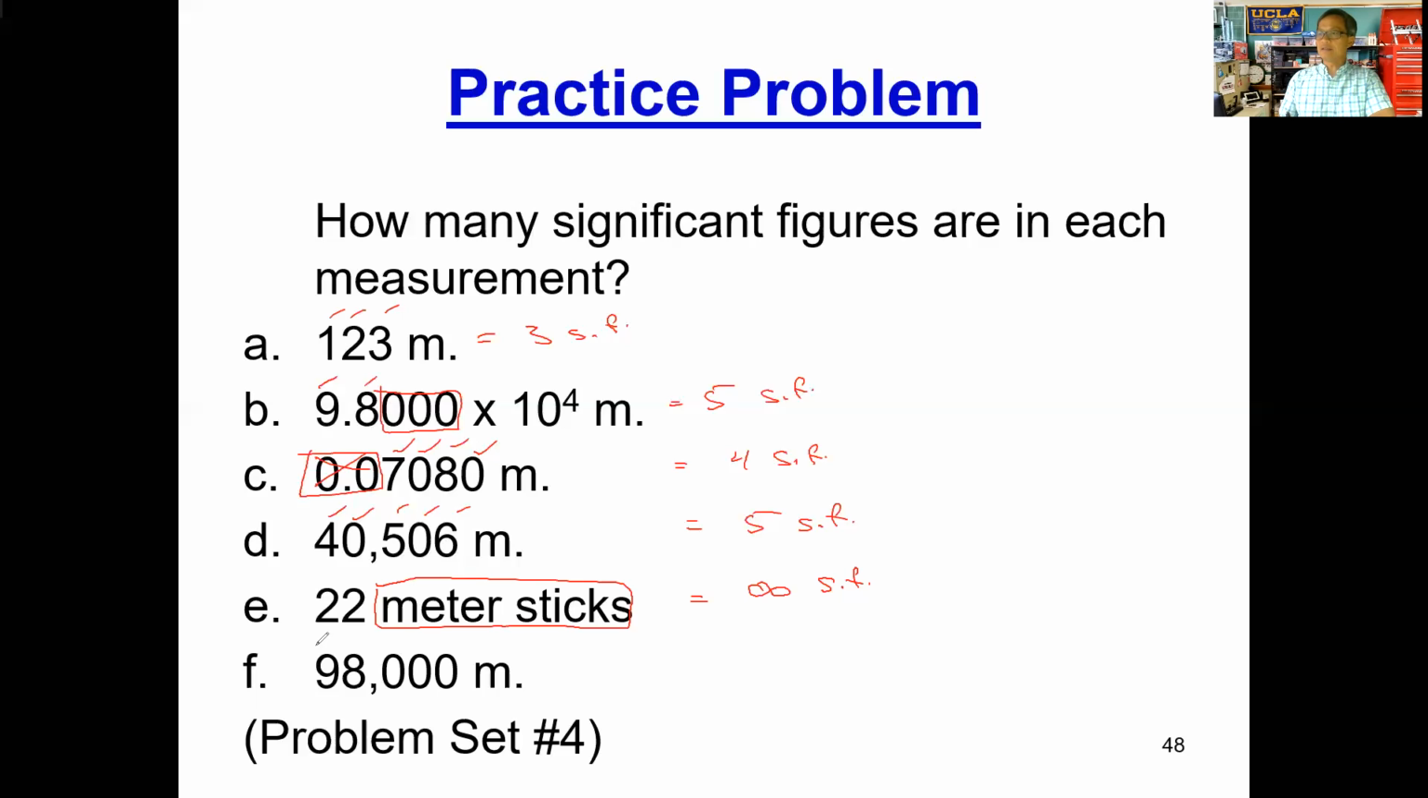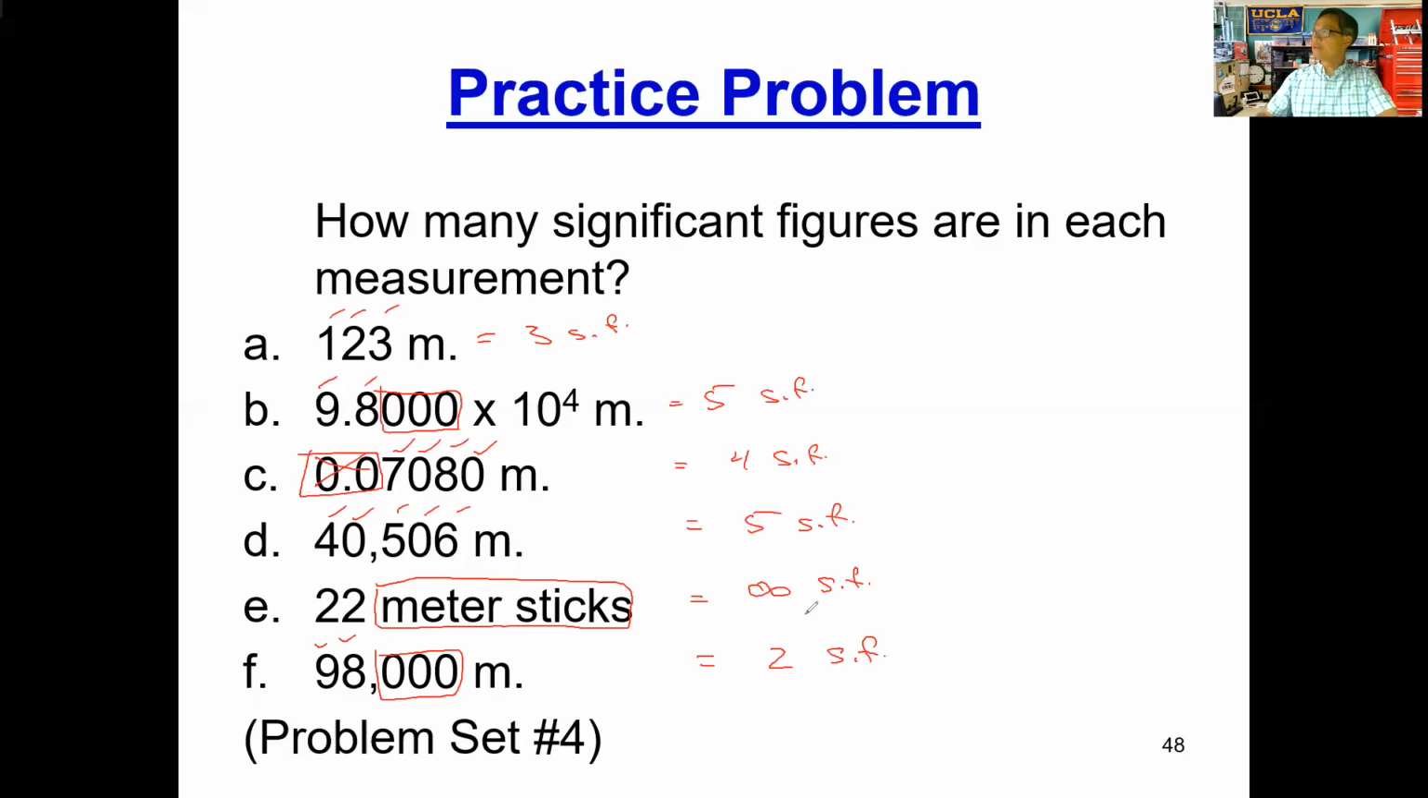All right, let's look at the last measurement here, 98,000 meters. The 9 and the 8 obviously count. These 3 zeros are at the end. These are the trailing zeros, furthest to the right. Do they count? Well, they don't count because remember, there's no decimal point clearly written in this particular problem. And so therefore, you have 2 significant figures present in this problem here. Okay. All right, very good.